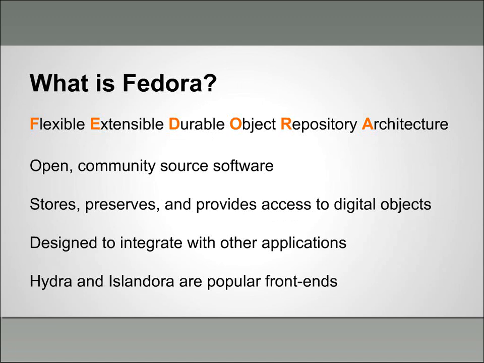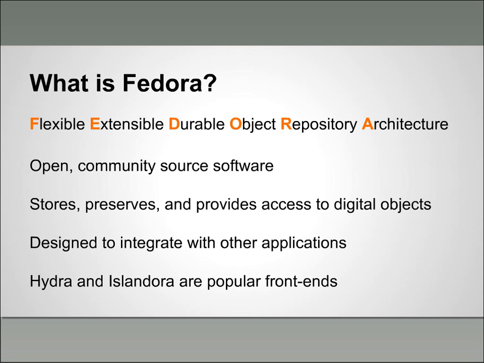So just to begin with, some of you may not be familiar with Fedora generally. Fedora has been around for a while now, and it's actually an acronym: a flexible, extensible, durable object repository architecture. It's a bit of a mouthful, but it does describe what Fedora is and does. Fedora is an open source project. It's what we tend to think of as community source, in the sense that it's developed by stakeholders from institutions all around the world and not just one or two institutions in a particular location. And it basically stores and preserves and provides access to digital objects.